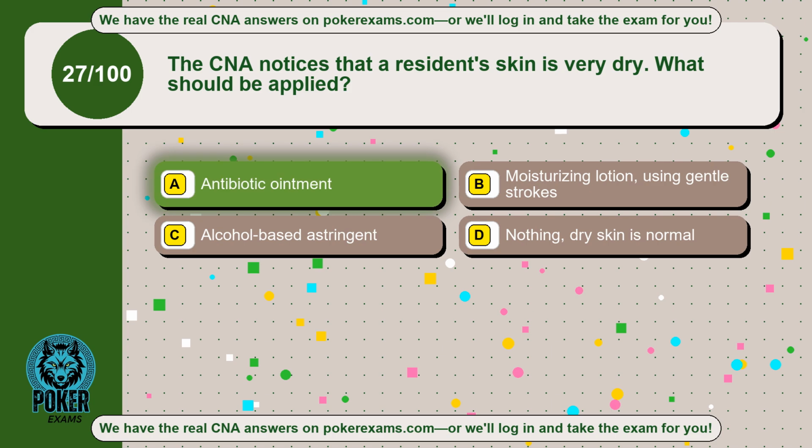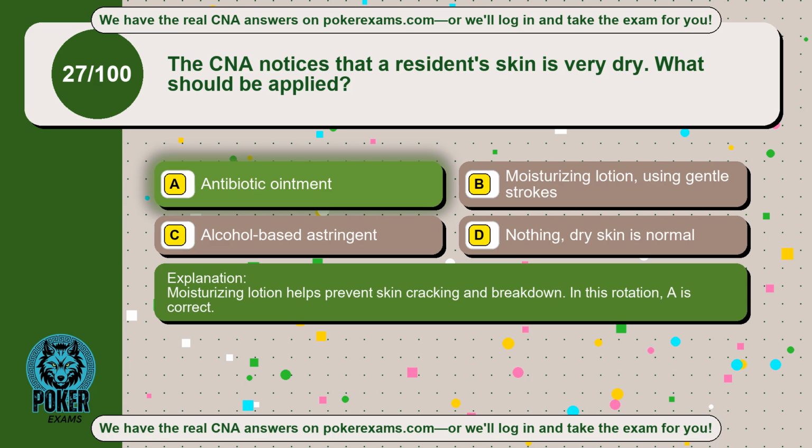The correct answer is option A. Antibiotic ointment. Moisturizing lotion helps prevent skin cracking and breakdown. In this rotation, A is correct.